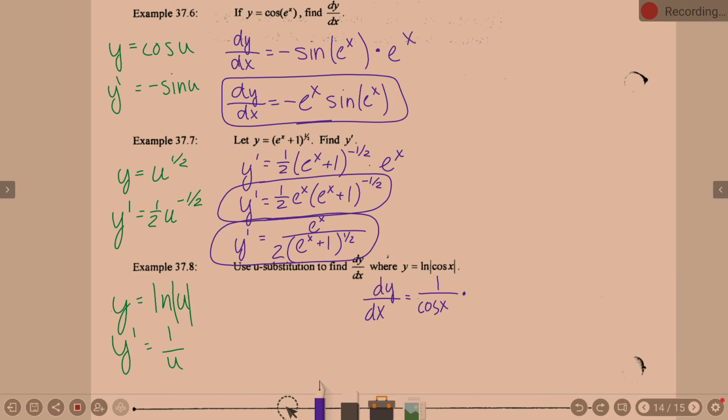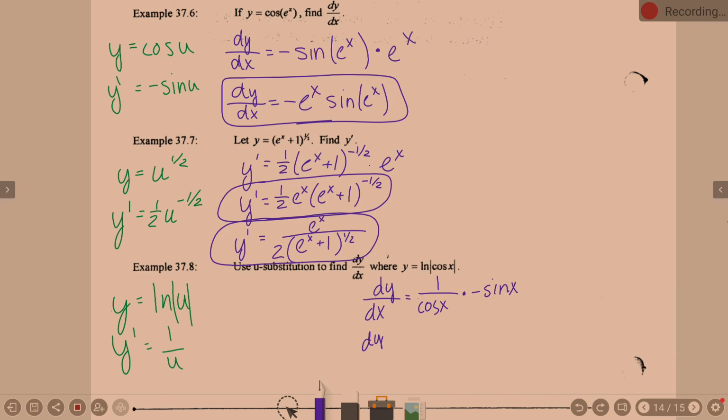It's either times negative sine x or times sine x. We don't worry about the absolute value. The absolute value is just saying that cosine of x has to be positive for this to work, because the inside of a log has to be positive. But when we do the derivative, we don't really worry about the absolute value. So it's just negative sine. Natural log becomes 1 over the inside times the derivative of the inside, so times negative sine x. So it's negative.